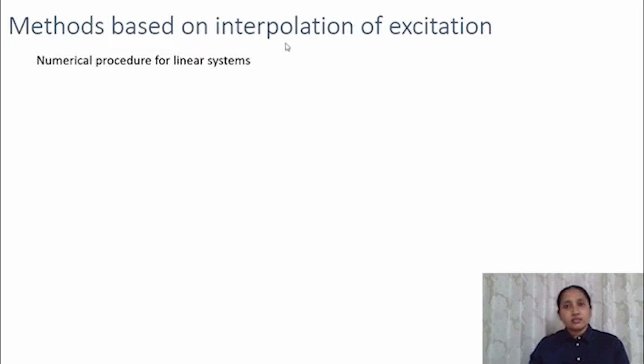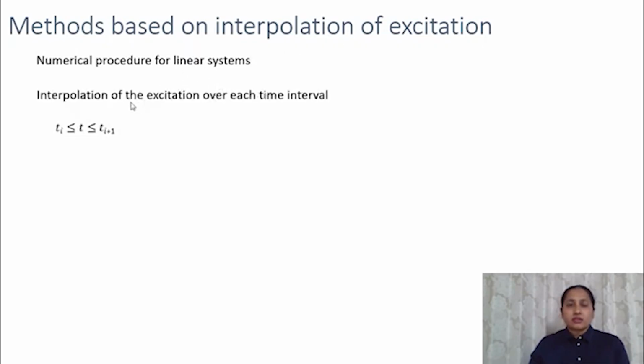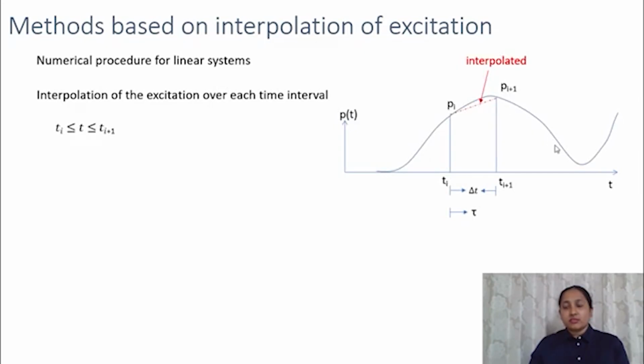This method is suitable for linear systems, and in this method the excitation, that is the forcing function, is interpolated over each time interval. So between ti and ti plus 1, the forcing function is interpolated. So this is the forcing function.